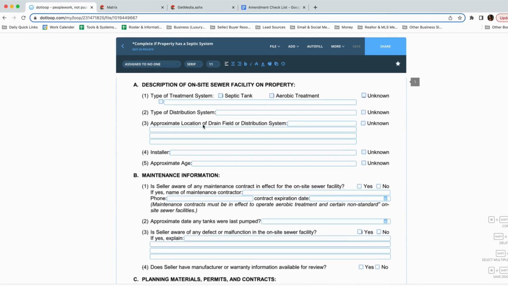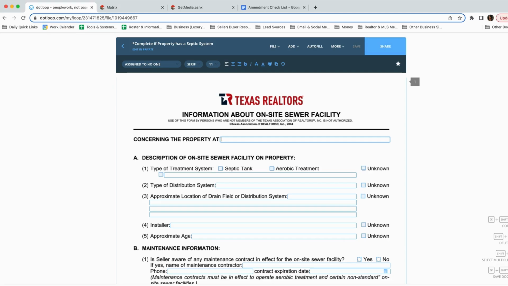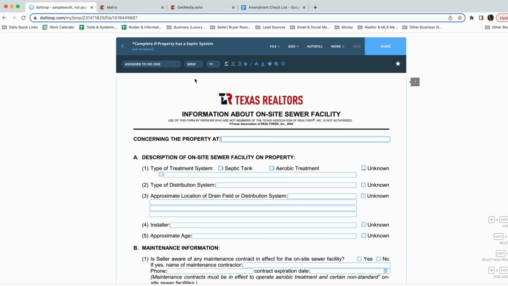But that's it right there. I have it in here just in case it wasn't attached. You keep it in your checklist, and you can download it and send it to the listing agent and say, hey, we need this filled out, okay? All right, but that's kind of it about on-site sewer facilities.